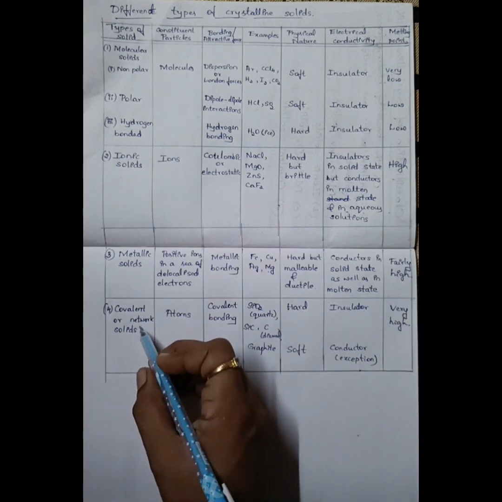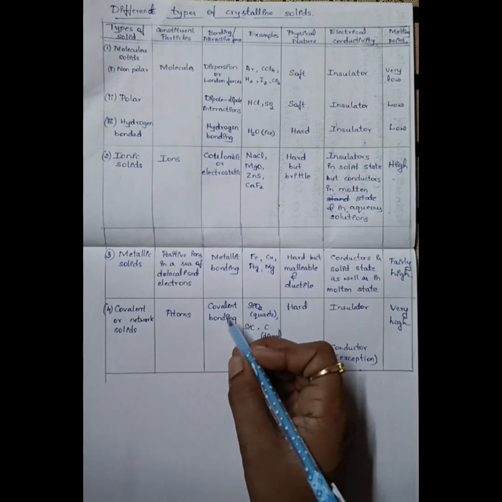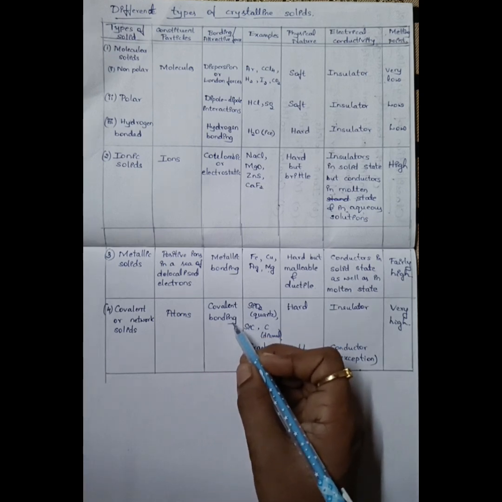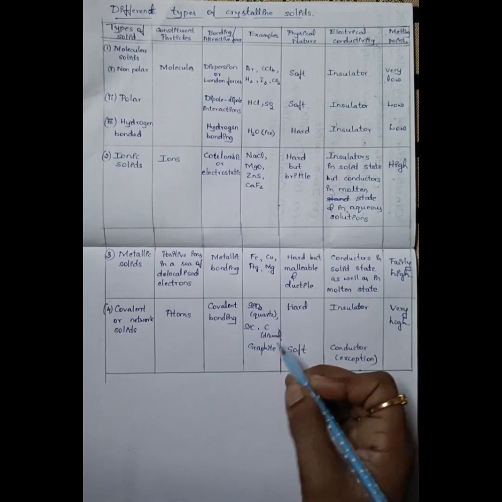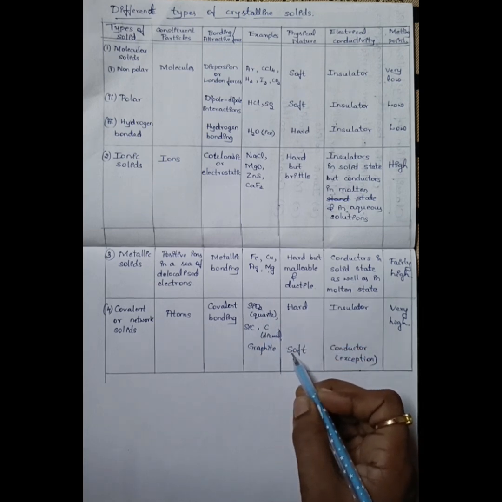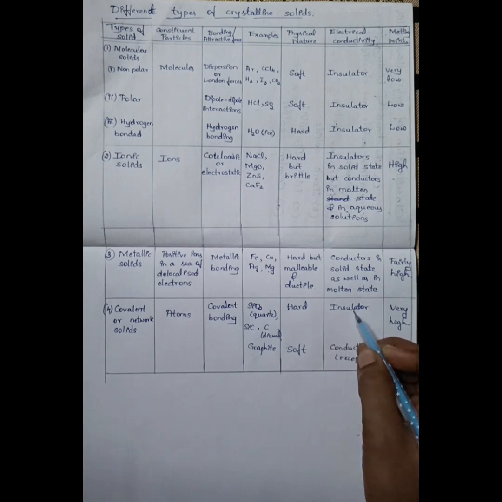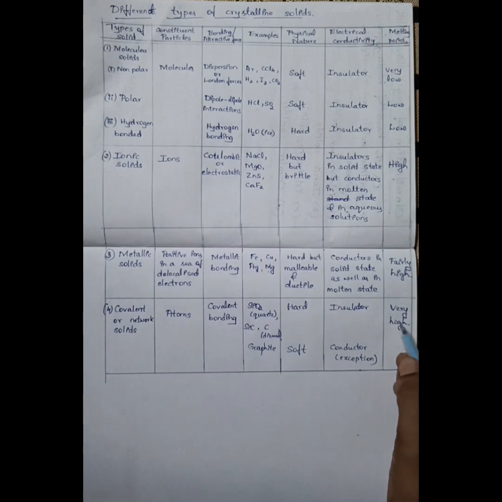Next type is covalent or network solids. Here atoms act as constituent particles. Covalent bonding is seen here. Examples: silicon dioxide, that is quartz, silicon carbide, carbon, diamond and graphite. These are hard, but graphite is soft. These are insulators, but graphite acts as a conductor. And here the melting point is very high. So guys, this is about the types of crystalline solids and their differences.